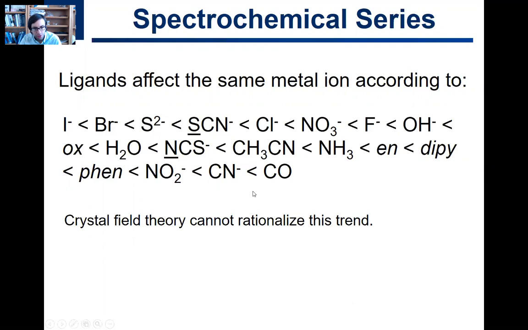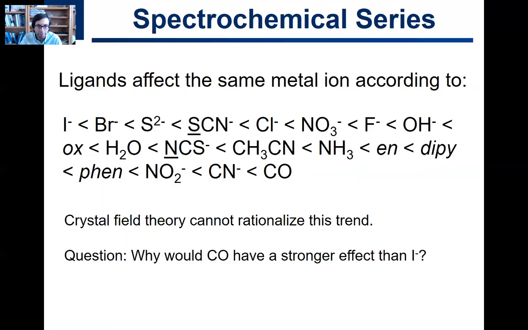The problem is crystal field theory cannot rationalize this trend. If we were going to use crystal field theory to rationalize this trend, it would have to be related somehow to charge, right? We would expect more negatively charged ligands to have bigger delta O's, because more negatively charged would be more electron-electron repulsion, if we're just thinking about electrostatics. But you can see there's a negatively charged ligand that is the weakest splitter, and there's a neutral ligand that is the biggest splitter. So this doesn't make any sense from an electrostatic model, which is what CFT is, okay?